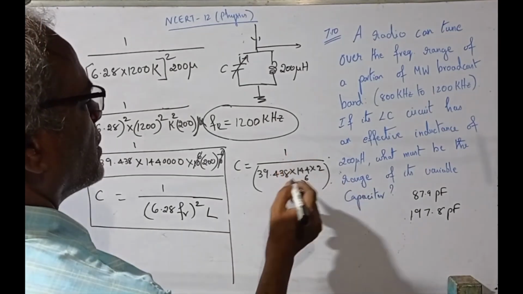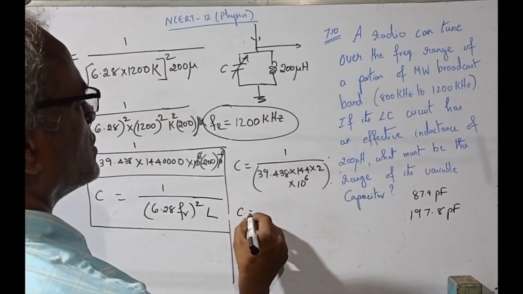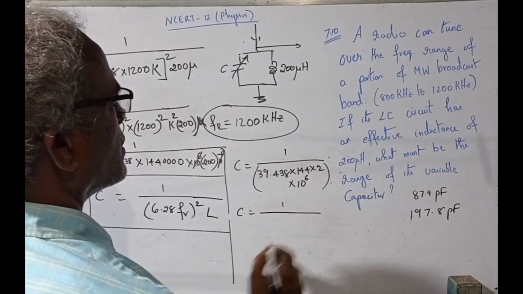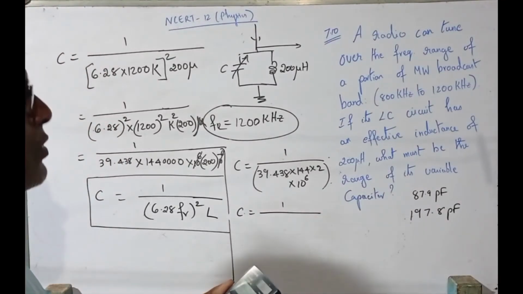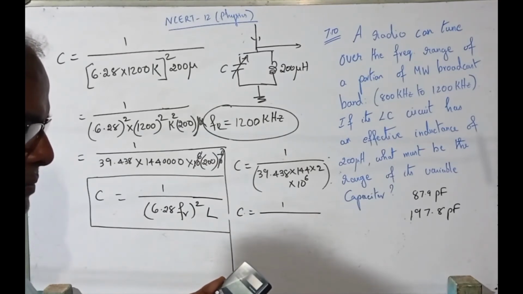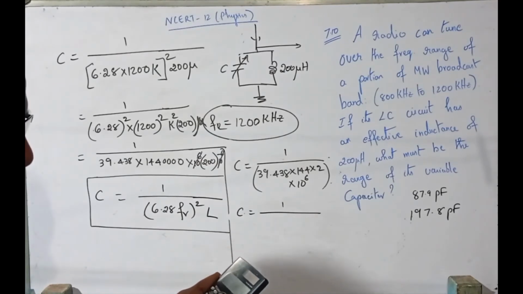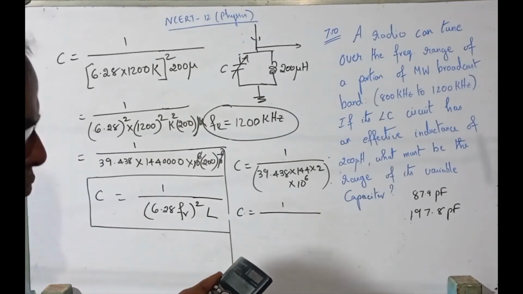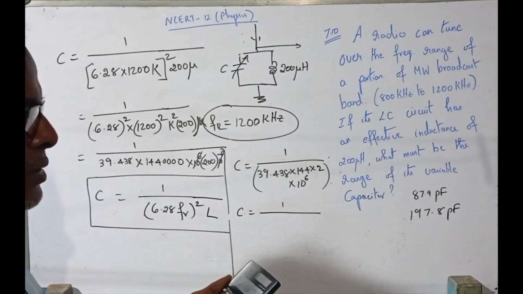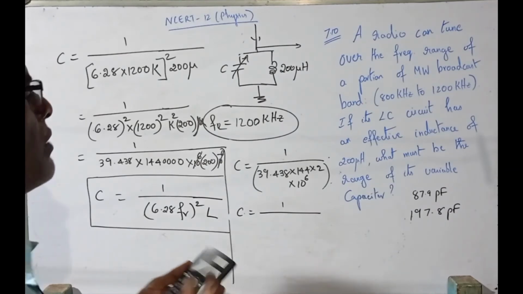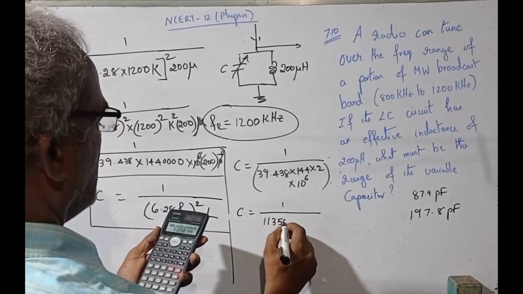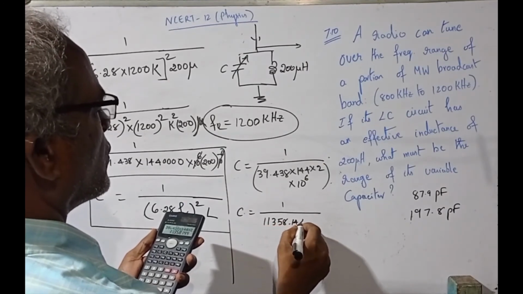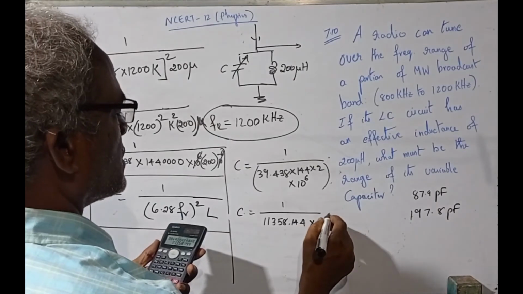Now we will do the calculation. Now C is equal to 1 divided by 39.438 into 144 into 2, that gives you 11,358.144 into 10 power 6.